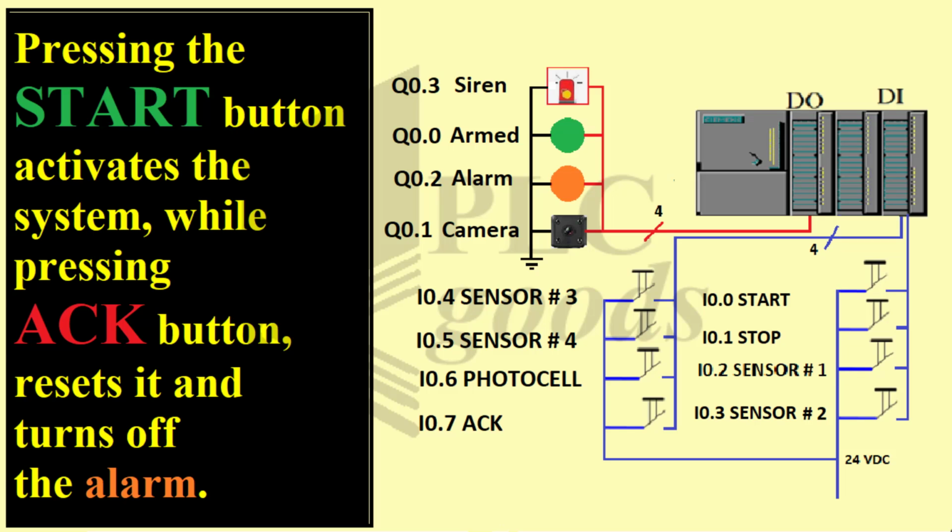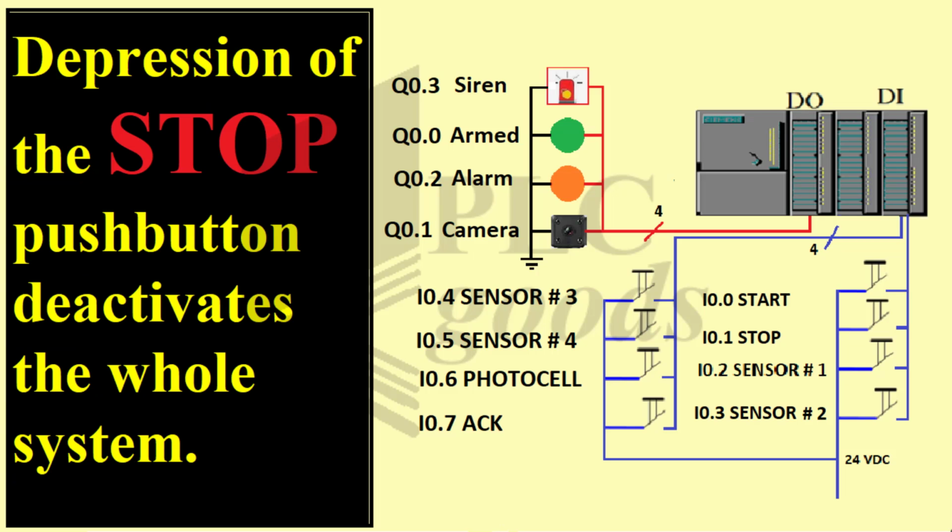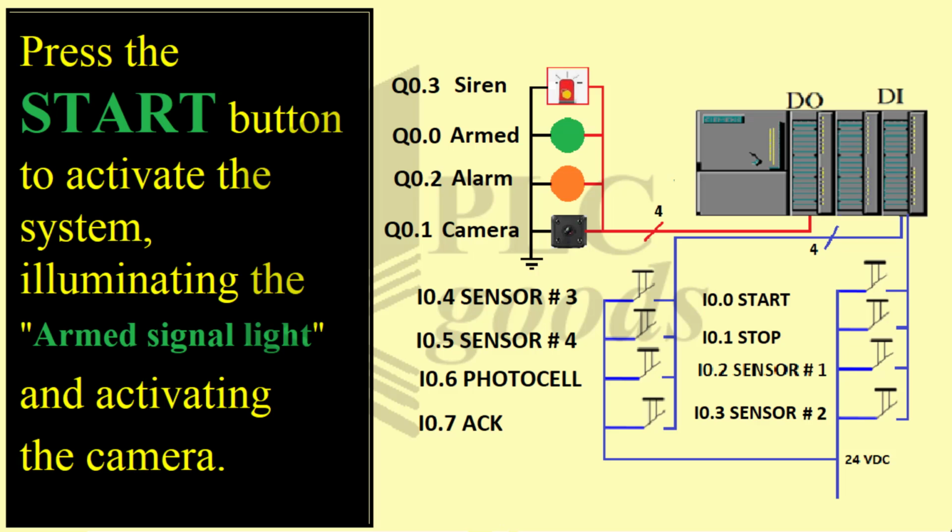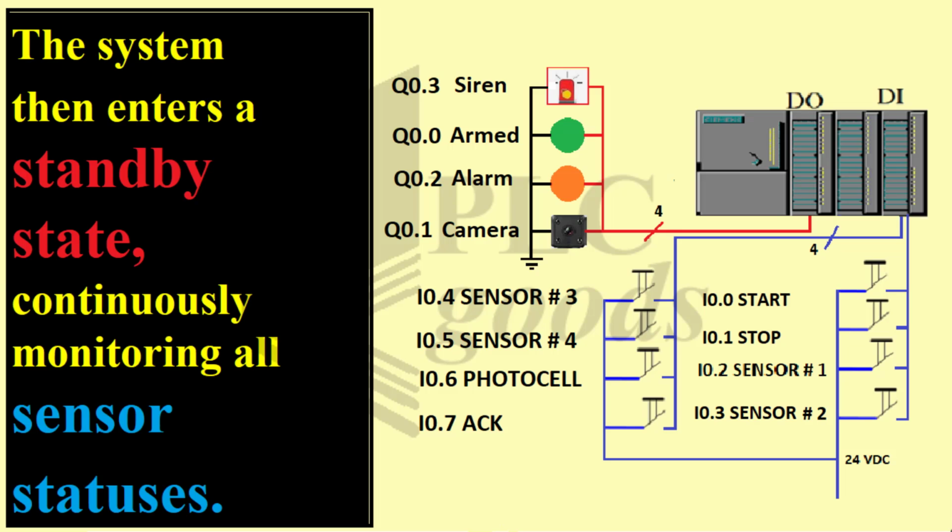Pressing the start button activates the system, while pressing the ACK or acknowledge button resets it and turns off the alarm. Depression of the stop push button deactivates the whole system. Press the start button to activate the system, illuminating the armed signal light and activating the camera. The system then enters a standby state, continuously monitoring all sensor statuses.